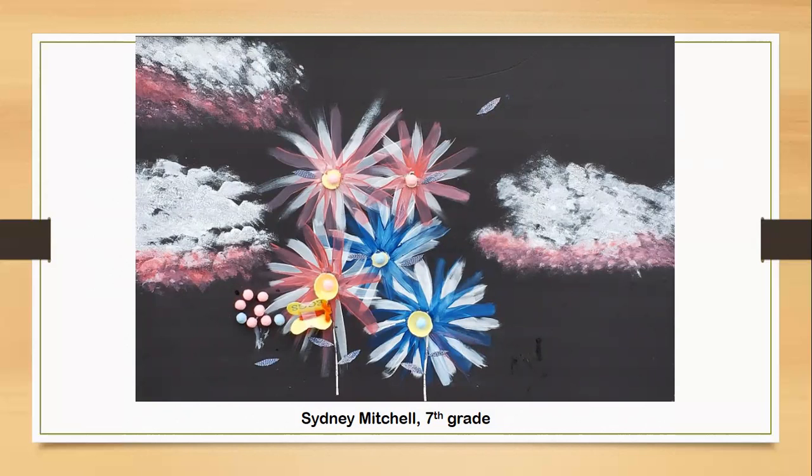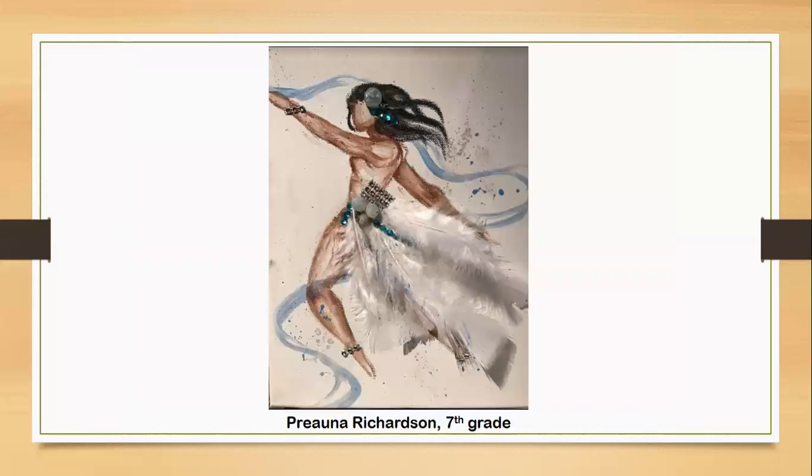Seventh grader Sydney Mitchell created this assemblage. She also added some painting of her own to add to it, but she used the materials of egg cartons, pipe cleaners, and little pom-pom balls and ribbon to create the flowers and butterflies. And 7th grader Priyana Richardson incorporated a figure study, and she used feathers and sequins to create her angel-like figure.